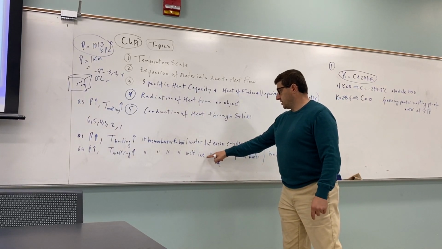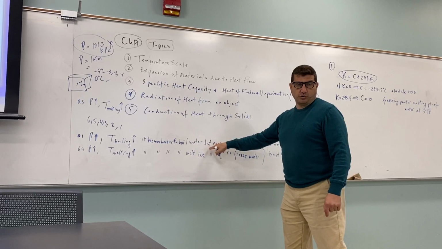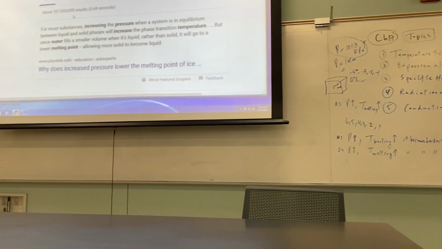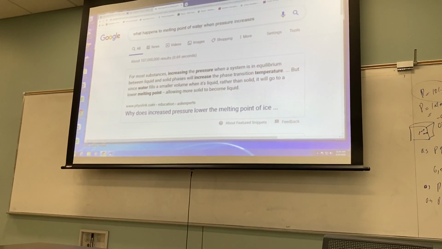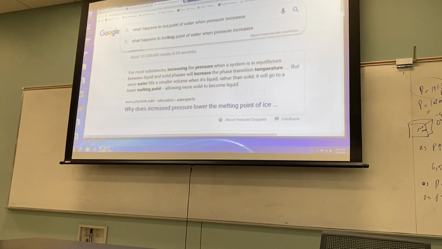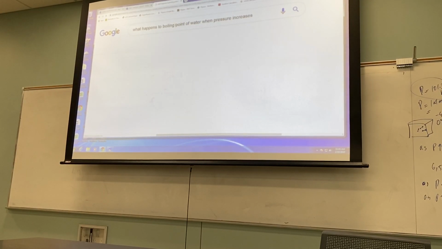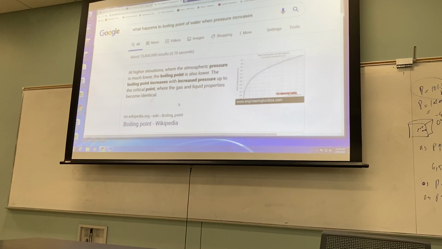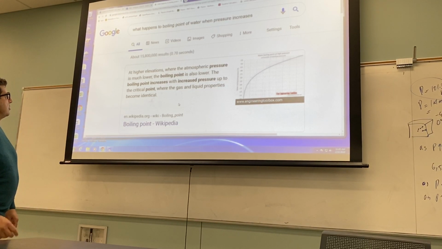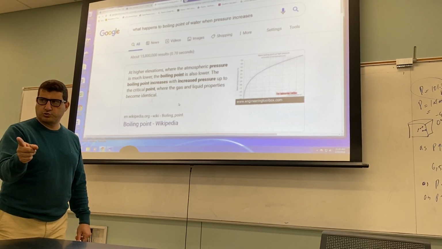Now, how about for the boiling one? That might be true though. For freezing, it doesn't work. What happens to the boiling point of water when pressure increases? At higher elevations where the atmospheric pressure is much lower, the boiling point is also lower. The boiling point increases with increasing pressure up to the critical point, where the gas and liquid properties become identical. Okay, so the boiling point increases. So does that hold true for the boiling point?